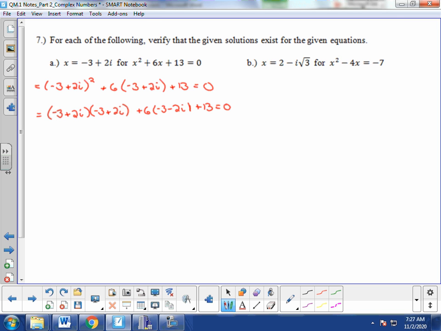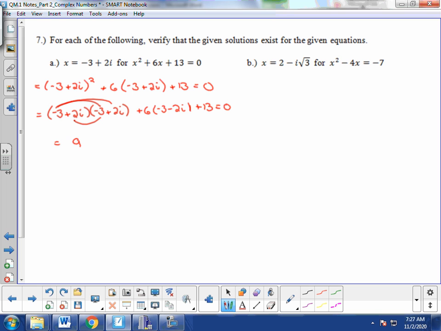And then I'm going to simplify. So negative 3 times negative 3 is positive 9. Negative 3 times 6i is negative 6i. 2i times negative 3 is a negative 6i. And I'm just going to go ahead and line up my like terms right now. I'm just going to line my like terms up as I multiply and then add all together.